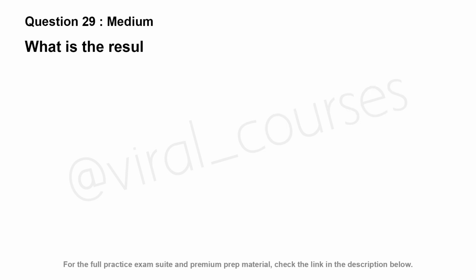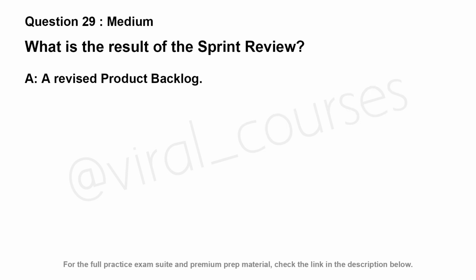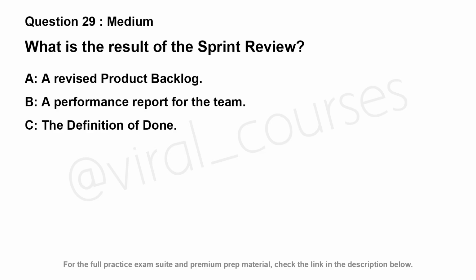What is the result of the sprint review? Option A, a revised product backlog. Option B, a performance report for the team. Option C, the definition of done. Option D, a list of tasks for the next sprint.